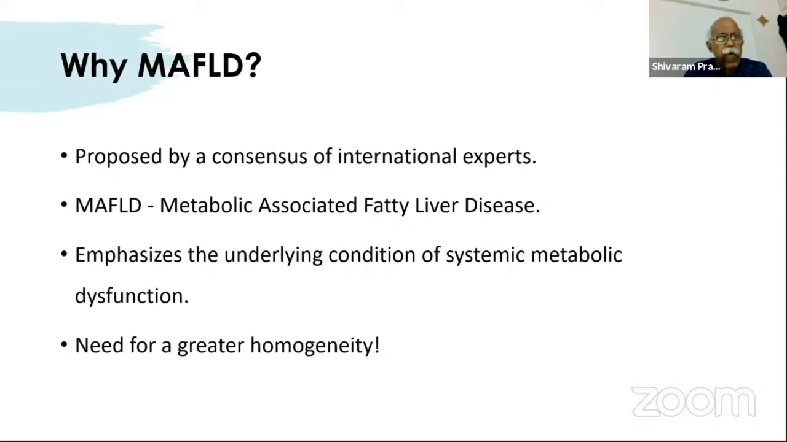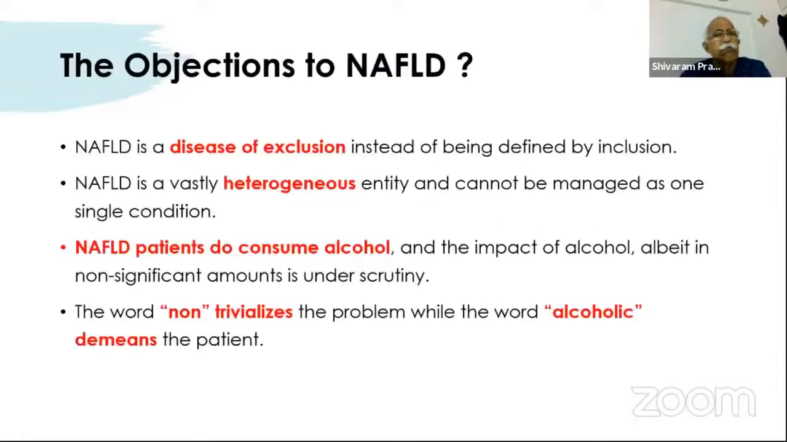You can't have metabolic associated, because metabolic means either metabolism or dysmetabolism associated. You can't have association twice in the name. And why did they do this? To emphasize the underlying condition of systemic metabolic dysfunction and the need for greater homogeneity. That's what they claim. And the other objection to NAFLD was that it is a disease of exclusion.